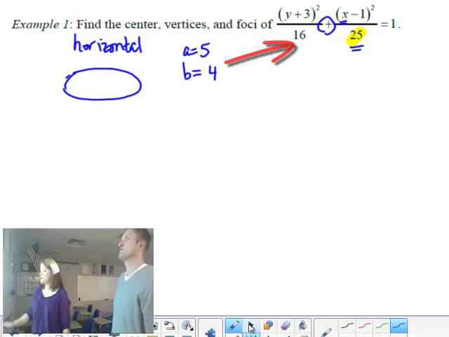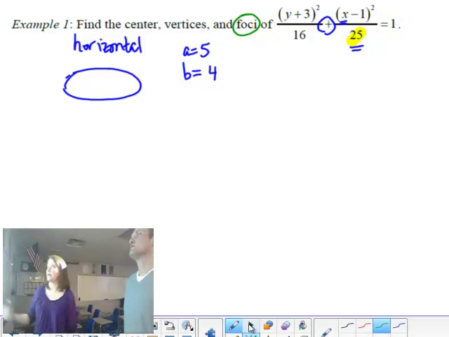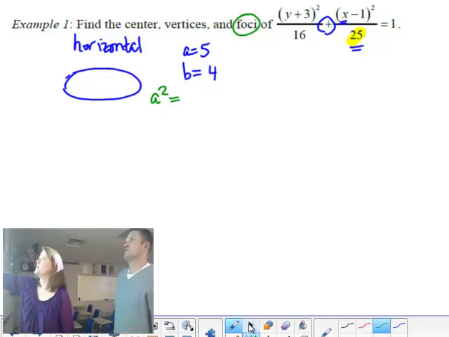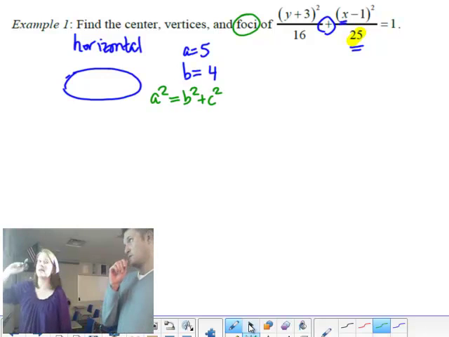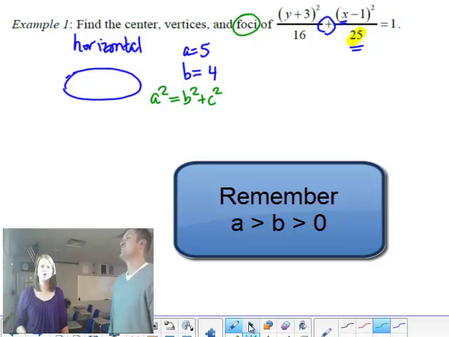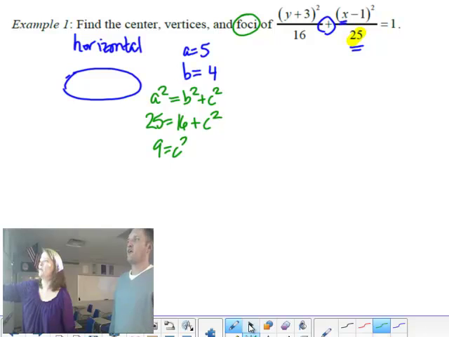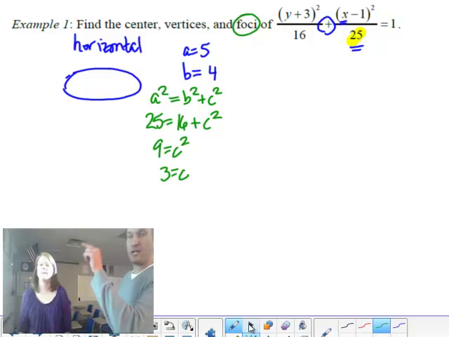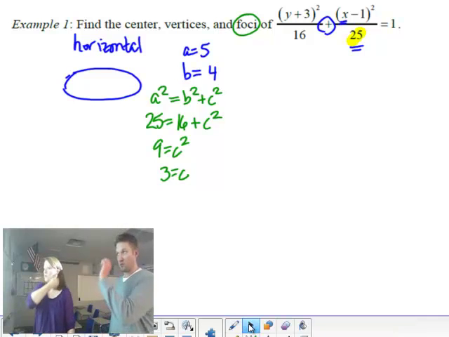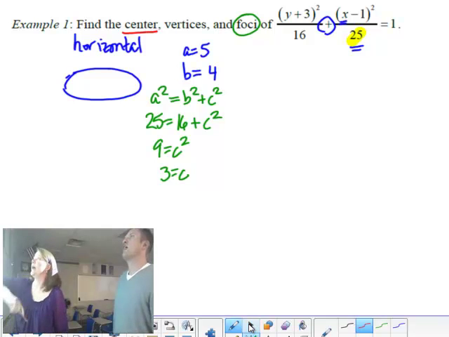I also know that in a minute I'm going to need some foci, which means I'm going to need to talk about the relationship between a, b and c. I know that a squared equals b squared plus c squared because a is the largest value. A is the largest value. He's ruling the roost. So we're going to have 25 equals 16 plus c squared. In class, we'll show you where a squared equals b squared plus c squared comes from.